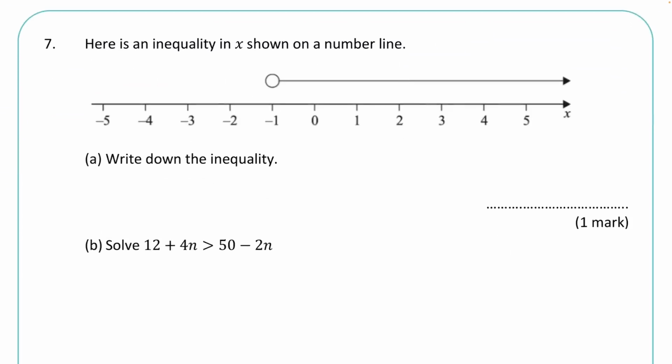For question 7, we have an inequality shown on a number line, just a single inequality. So this one here, we will always write x first. So x is greater than or less than. Here it's greater than. The arrow actually points in the same direction that we need. So x is greater than, and the circle is sat above -1. So x is greater than -1. The circle's not coloured in, so we don't have to put the extra dash with our inequality symbol there. We just have x is greater than -1.